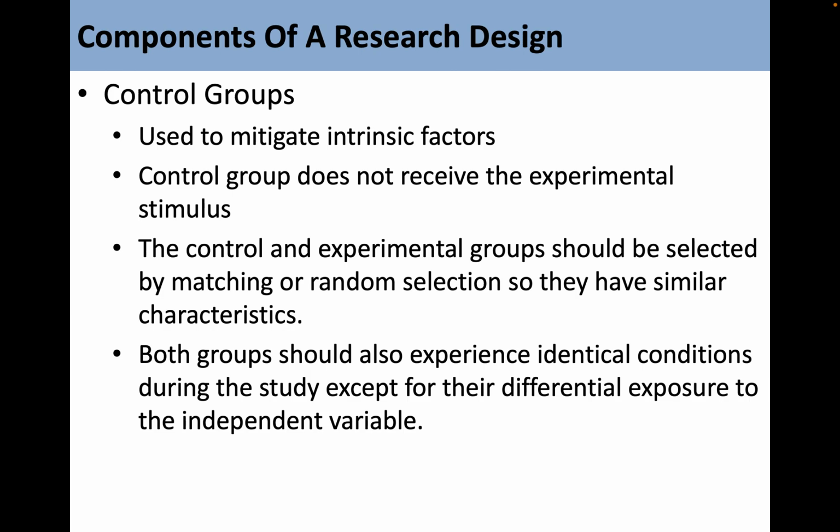Control groups are used to mitigate intrinsic factors. Control groups do not receive the experimental stimulus. The control and experimental groups should be selected by matching or random selection so they have similar characteristics. Both groups should also experience identical conditions during the study except for their differential exposure to the independent variable.